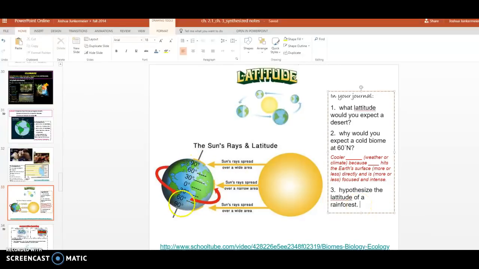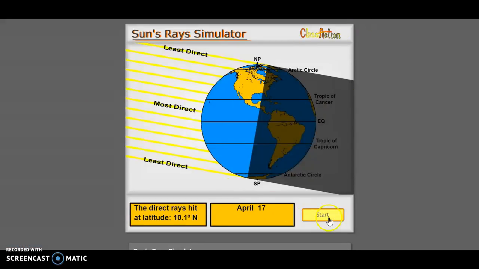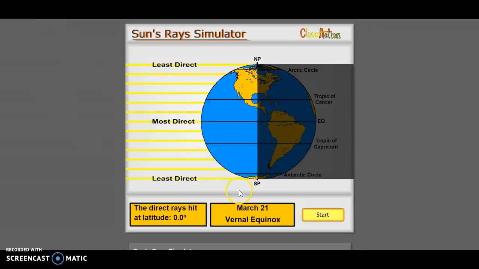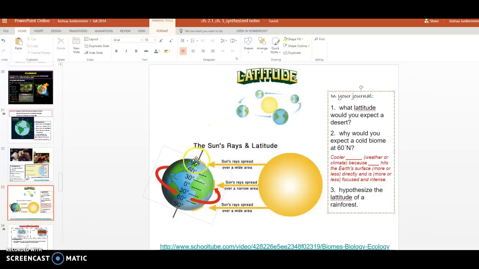And then finally it says hypothesize the latitude of a rainforest. So which areas are getting hit most directly with light, right? Here you go right here. Let me restart this. So it shows you what areas of Earth are getting hit most directly and most focused and intensely with light. So based on where you're getting the most direct hit, which latitude would that be? So you can use this, and you can also come back to this here. What part of Earth is getting hit most directly, where the light is spread over a small area that's strong and focused? That's where you would expect a rainforest, because a rainforest is hot. So what latitude do you think?